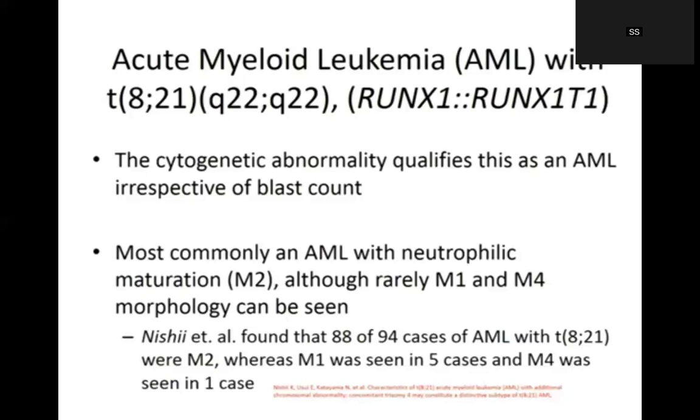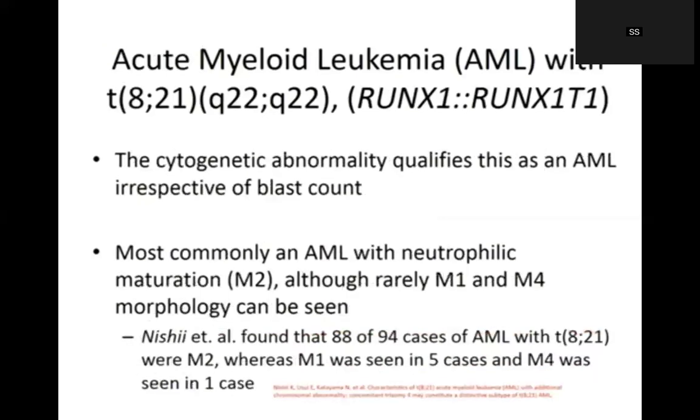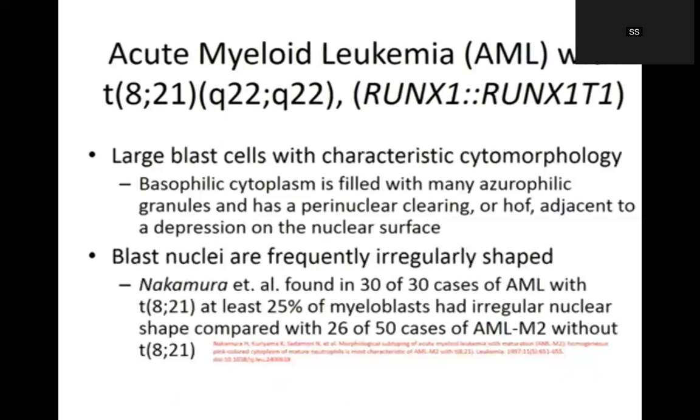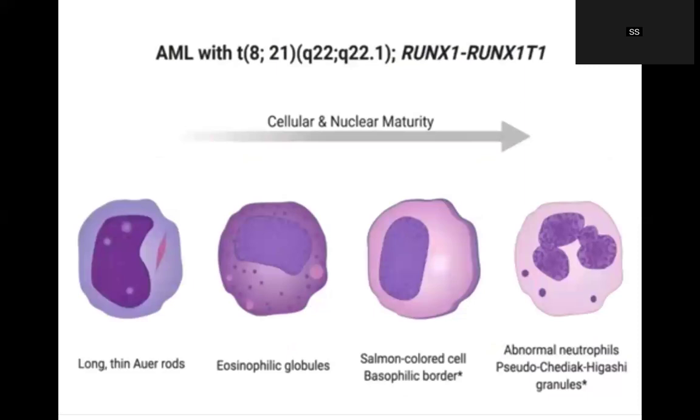Next one. So this is the picture depiction of AML with the translocation 8;21, which is encoding RUNX1 and RUNX1T1. Next one, sir. Where you can see the cellular and the nuclear maturity. Next one, sir. So this is the picture depicted of AML with translocation 8;21, RUNX1, RUNX1T1, where there is no criteria for blast equivalent of 20%. It can also be less than 20%.